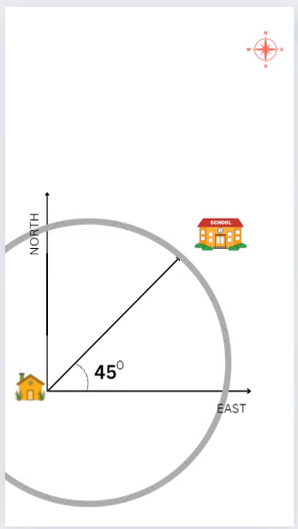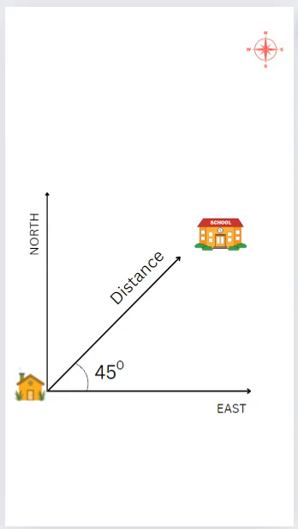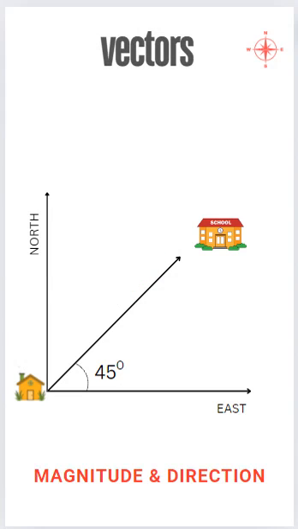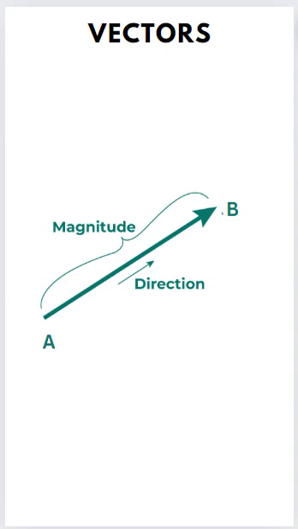To describe the location of the school accurately, you also need to get another piece of information. That is the direction from home to school. Such physical quantities where both magnitude and direction are necessary are called vectors. So vectors have magnitude and direction. A direction arrow is used to represent the direction of the vector.